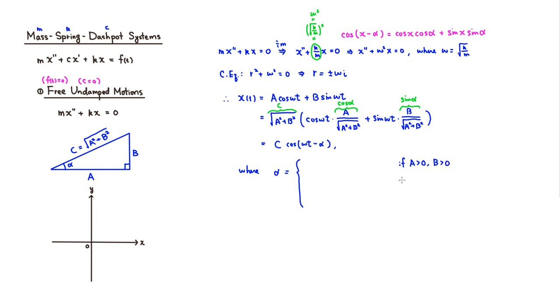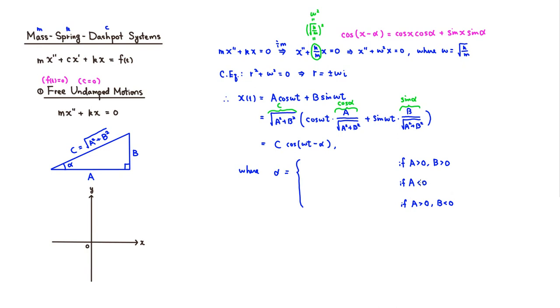Alright, second case is if A is negative, right? And the third case is A is positive, but B is negative. Alright, so we want to find the angle, angle alpha, which is going to be between 0 and 2 pi.